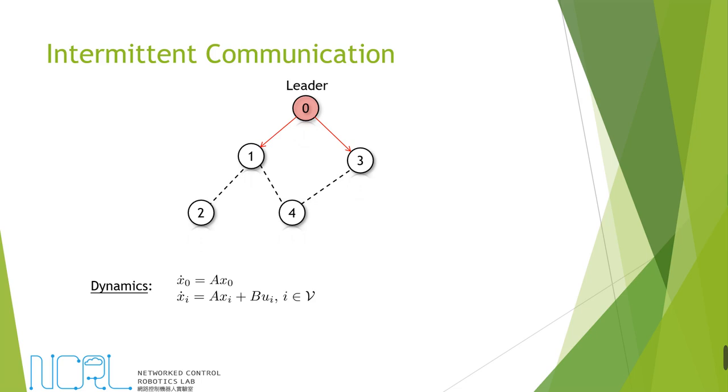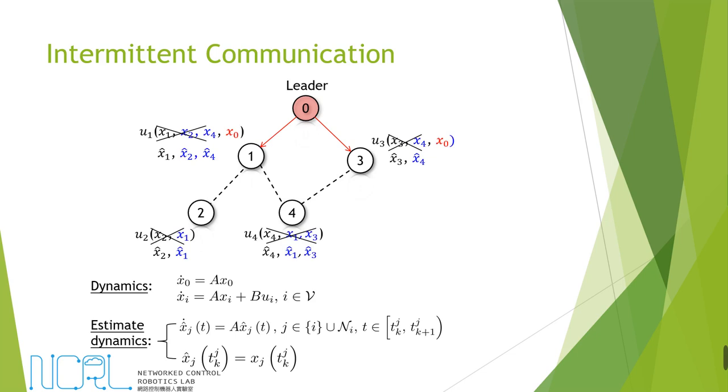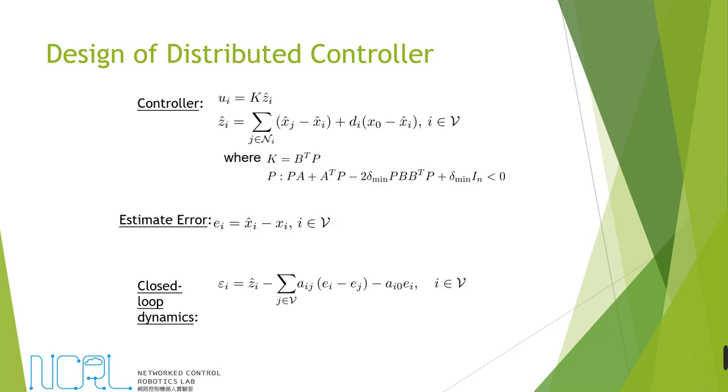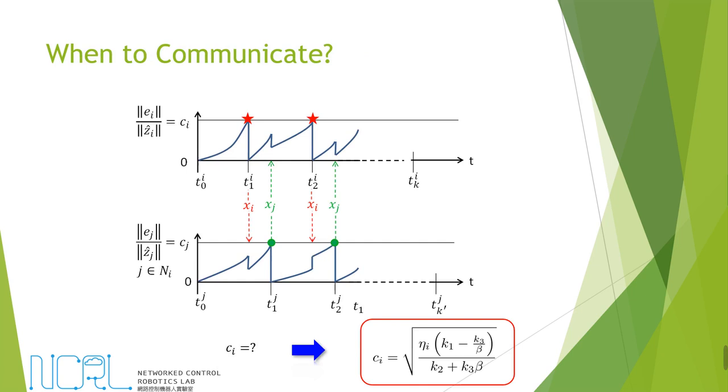And I will skip the technical part. Here the main objective is to further reduce the inter-agent communications, but still achieve the control objective. And here's the controller design for each robot, which is a distributed controller, because the control only uses the neighboring information. And here's how we communicate: it doesn't require continuous communication, only intermittent communication. And that's one of the contributions of this paper.